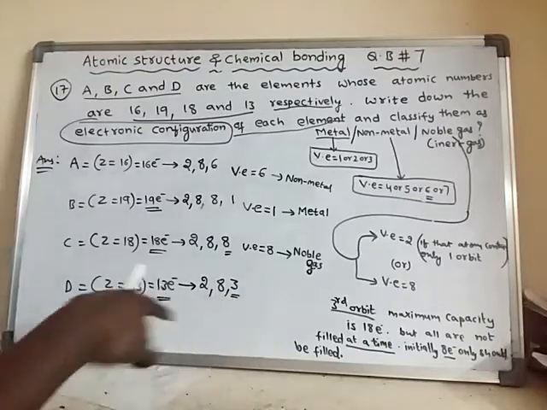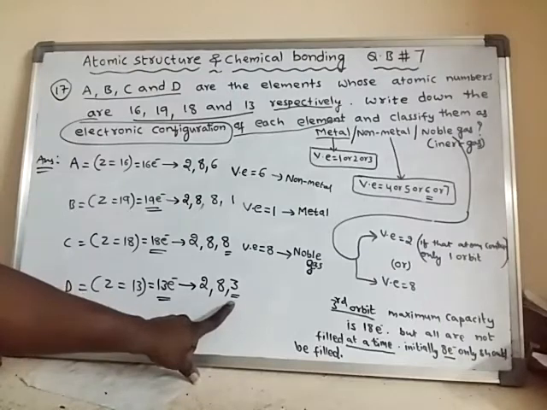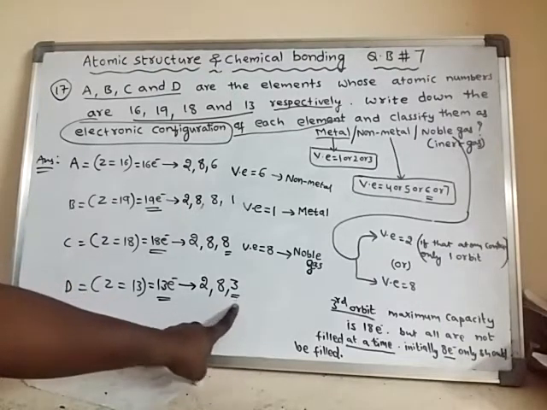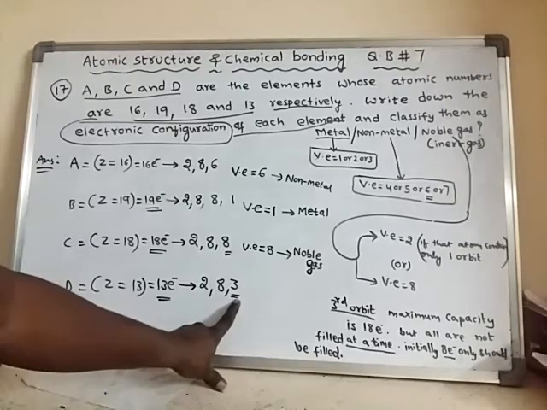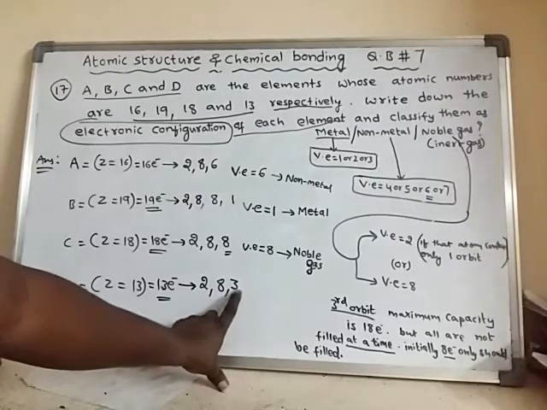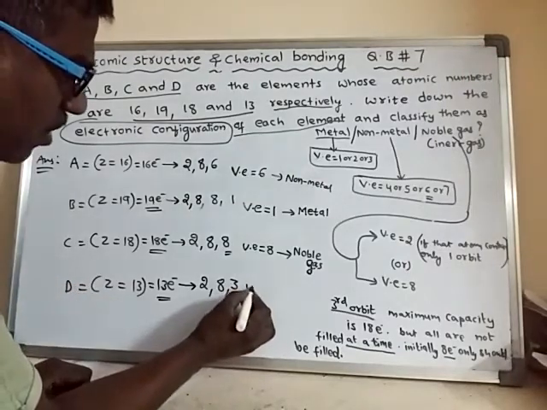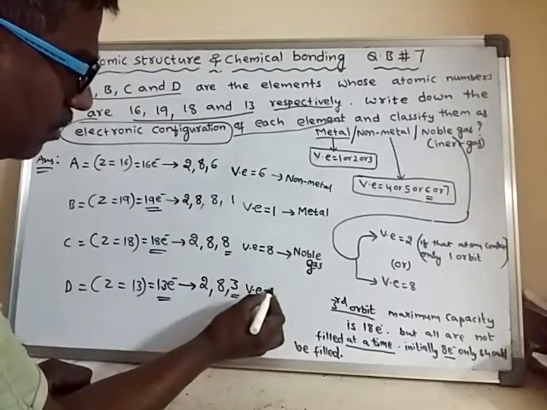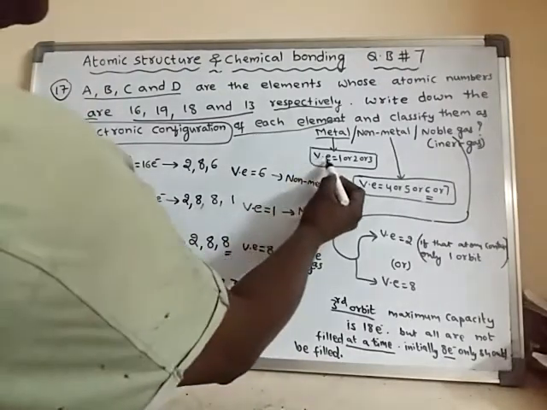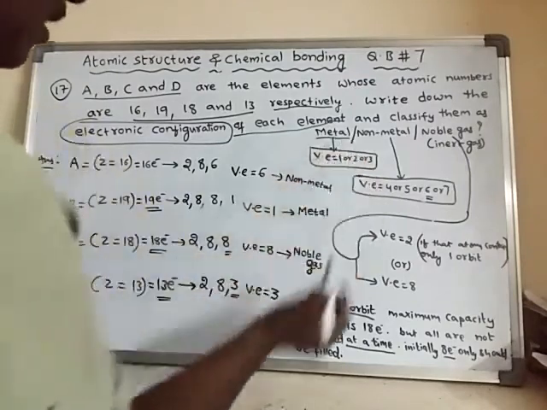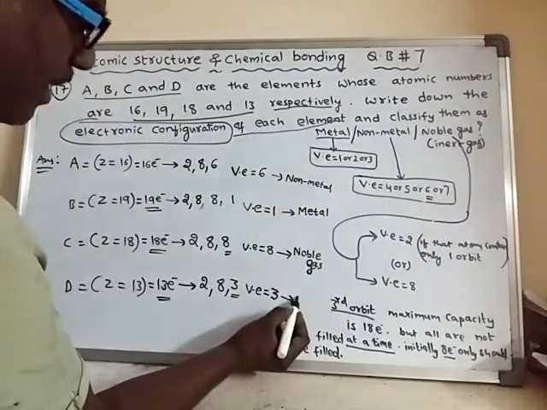The third orbit is the outermost orbit in this element D. As the third orbit is the outermost orbit, the third orbit is said to be the valency shell. How many electrons are present in the valency shell? 3. Hence the valency electrons are 3 in number. If valency electrons are 3, then it is said to be a metal. Hence element D is a metal atom.